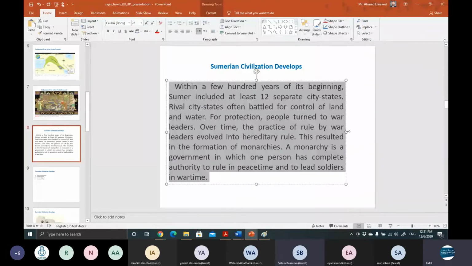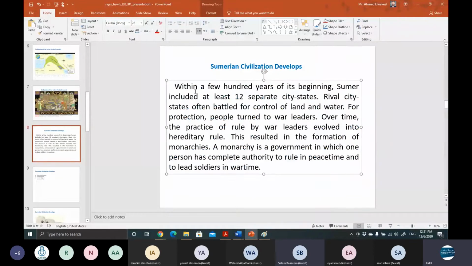Sumerian civilization develops within a few hundred years of its beginning. Sumer included at least 12 separate city-states. Rival city-states often battled for control of land and water. For protection, people turned to war leaders. Over time, the practice of rule by war leaders evolved into hereditary rule. This resulted in the formation of monarchies. A monarchy is a government in which one person has complete authority to rule in peacetime and lead soldiers in wartime.